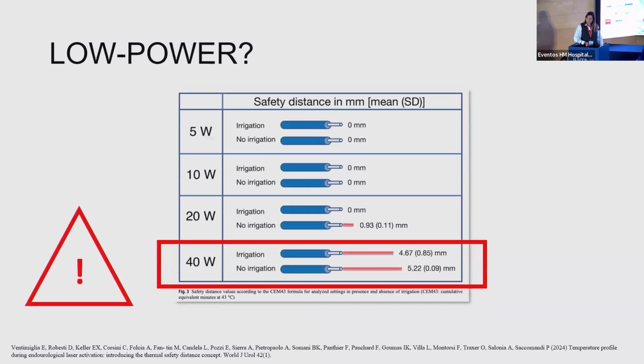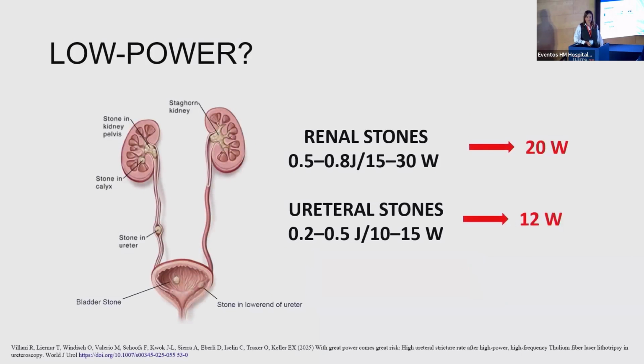And what about the low power? As you can see here in this study, even if we try to increase the irrigation with 40 watts, we are still not able to refresh the media with proper irrigation, because the temperature is quite significant when we are using this high power technology. So, according to the literature, in renal stones, we are established at 20 watts in the kidney just to control the temperature, and only 12 watts in the narrow ureters.